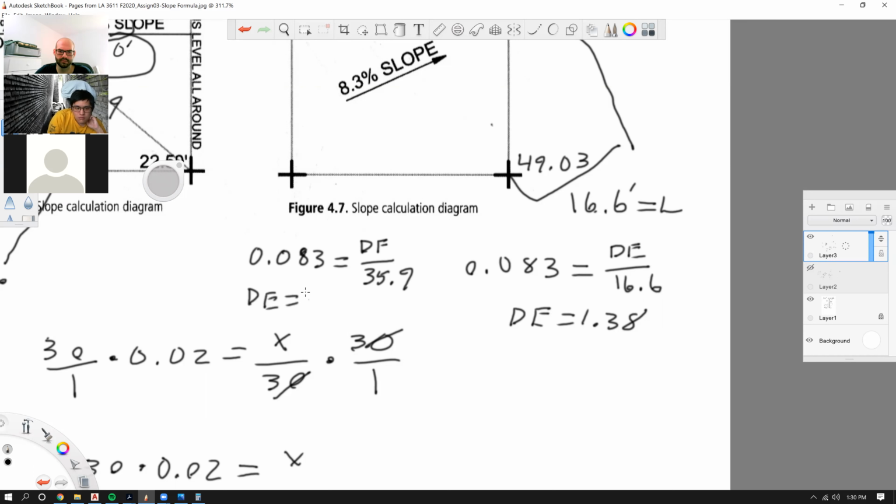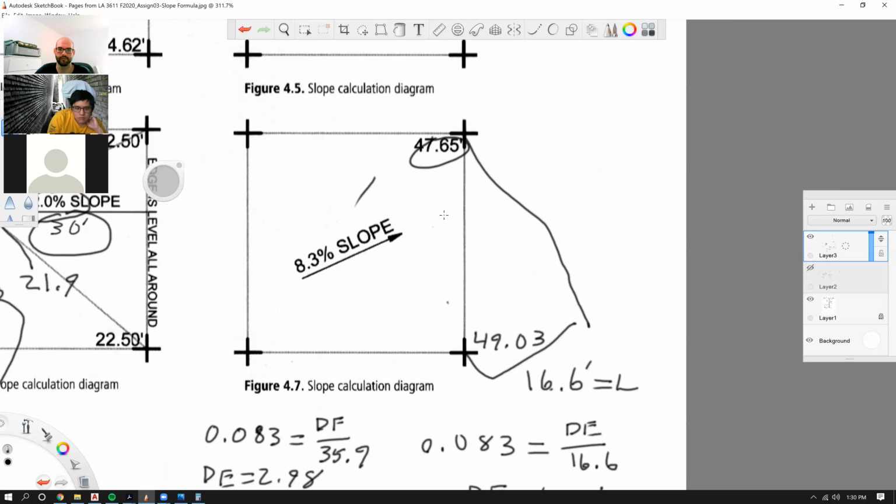DE 2.98. And now, since we measured from this line to this line, we're going to add that 2.98 to the 47.65, right? So 2.98 plus 47.65 is 50.63.